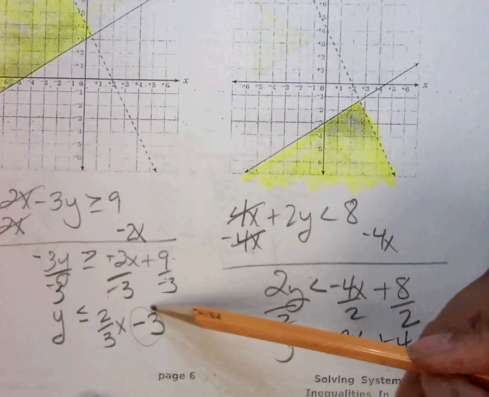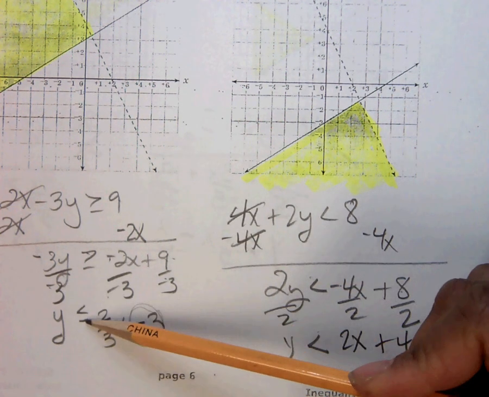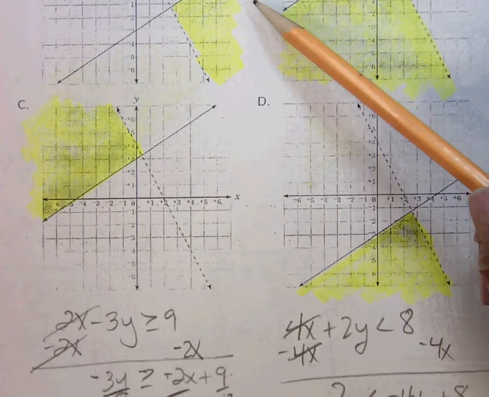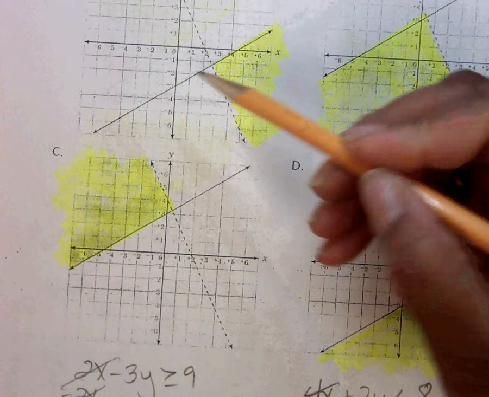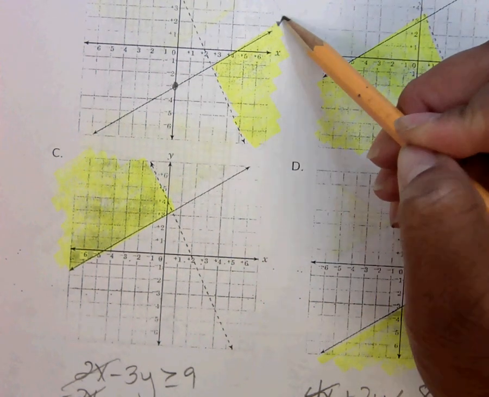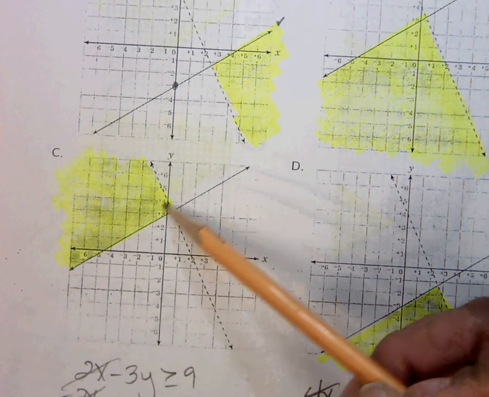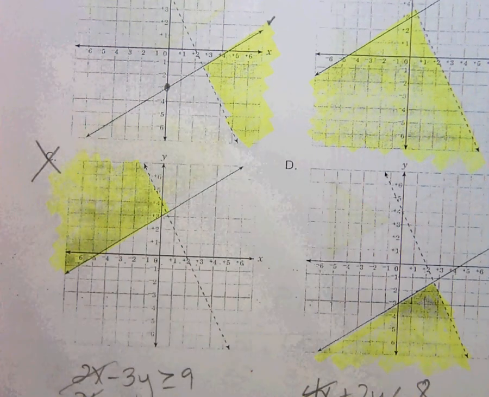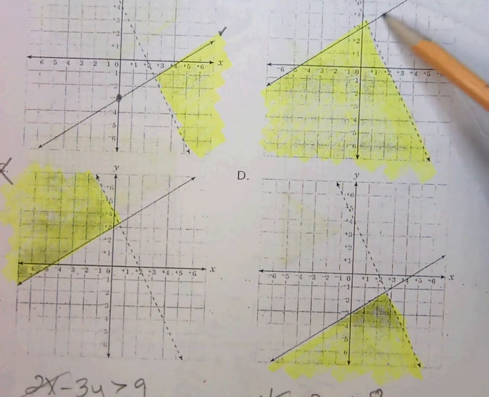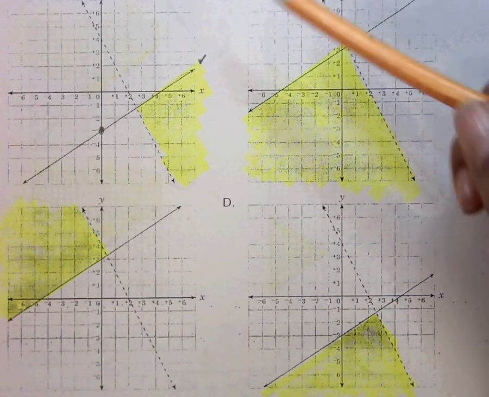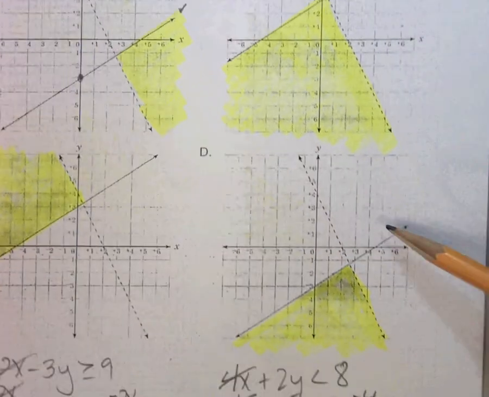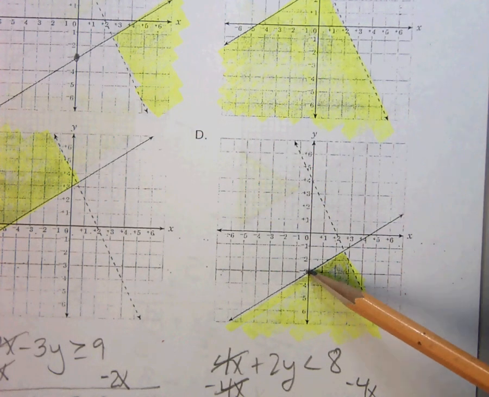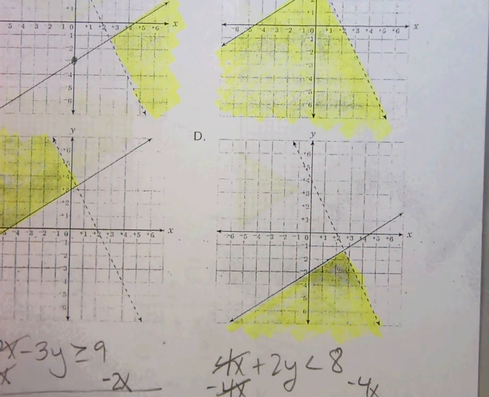So negative 3 for the solid line. Negative 3 is the B for the solid. So here is a solid line. Is it at negative 3? Yes. Here is a solid line. Is it at negative 3? No, it's not. So that cannot be it. Here is a solid line at positive 3. That cannot be it. Here is a solid line at negative 3 on the y. So I'm down to A and D.